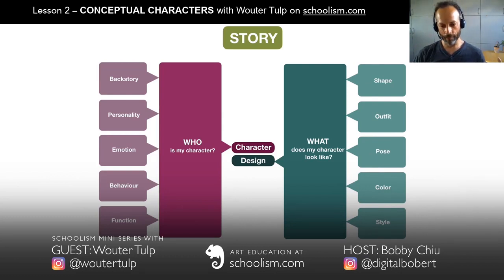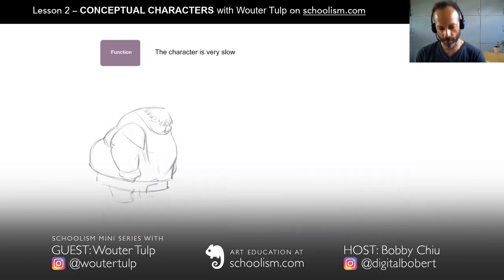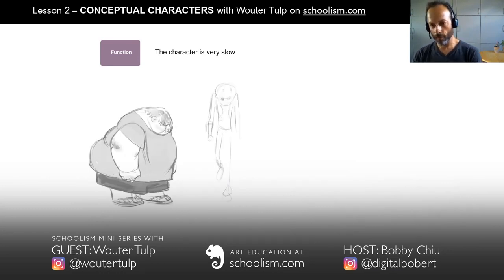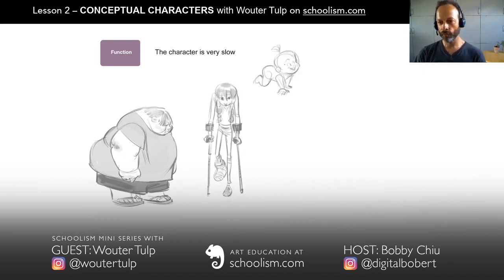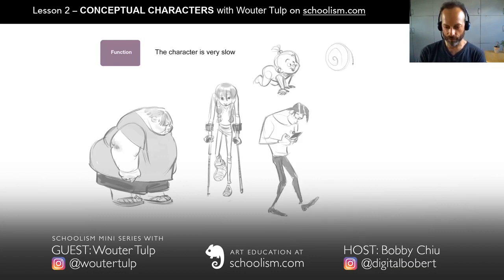And then the toolbox is used to ask questions. So for example, how is the personality of my character expressed in the style? Or how is the behavior of the character expressed in the pose? And this way we can ask questions, and once we can answer these questions through our designs, then we are sure that our designs reflect who the character is.